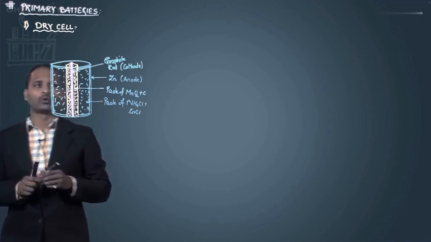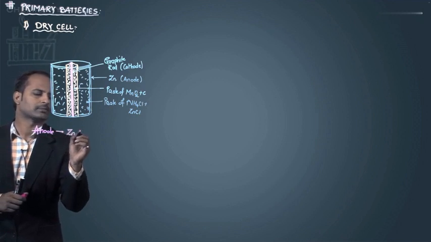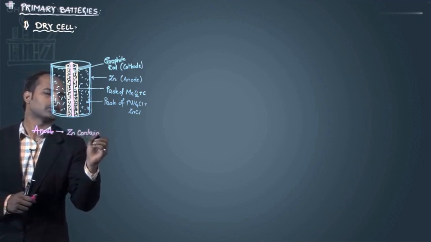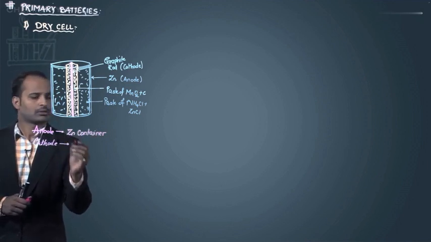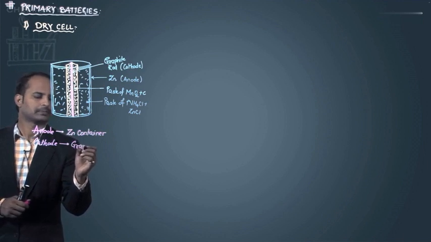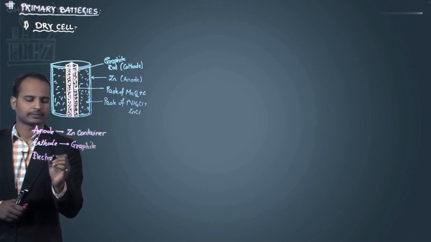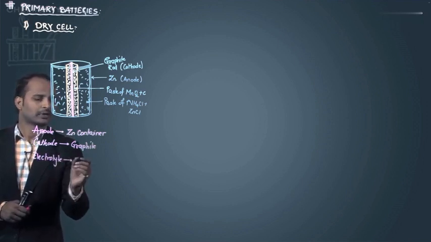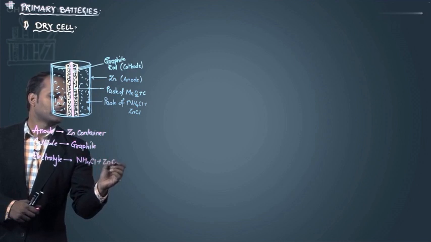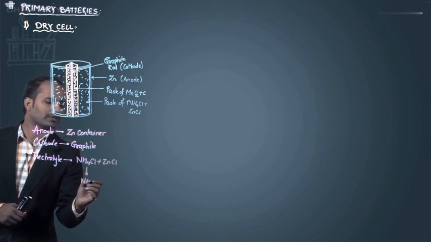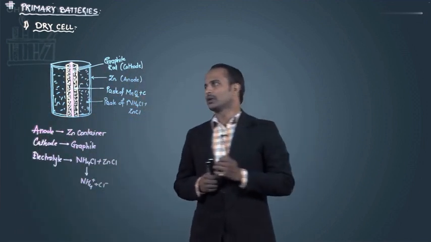Here, the anode is the zinc container. That full container is acting as the anode. The cathode is the graphite rod. And third is the electrolyte we are using here, which is the paste of ammonium chloride and zinc chloride, where the ammonium chloride is in the form of ammonium ions and chloride ions. That means it is in a dissociated form.